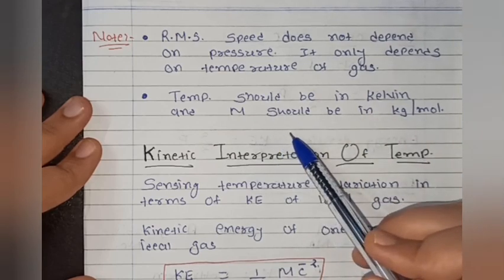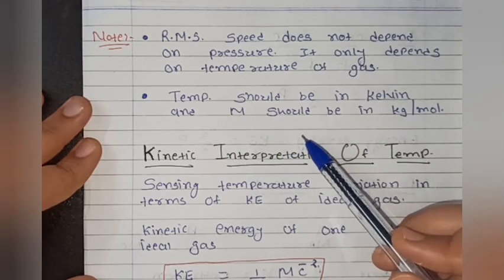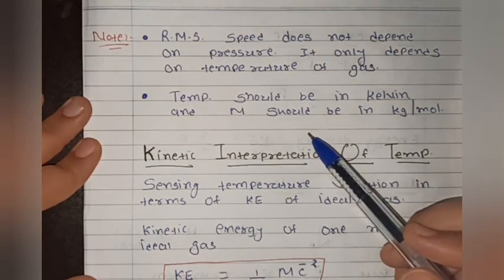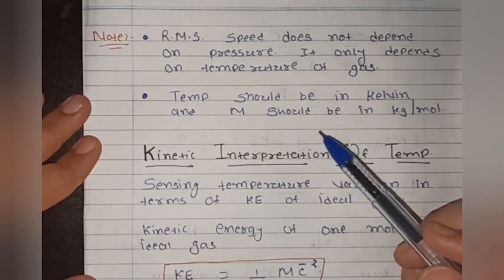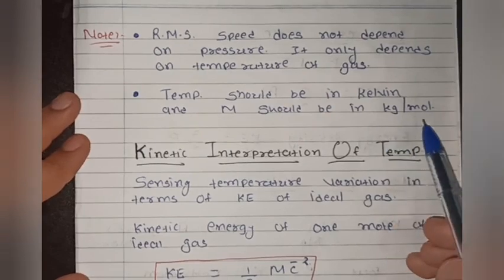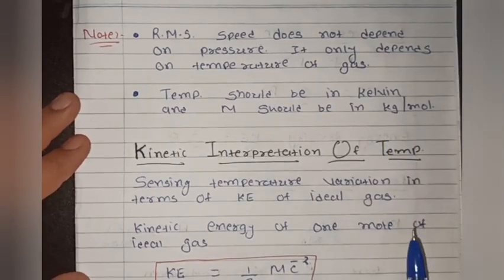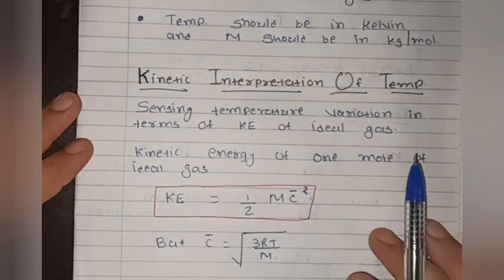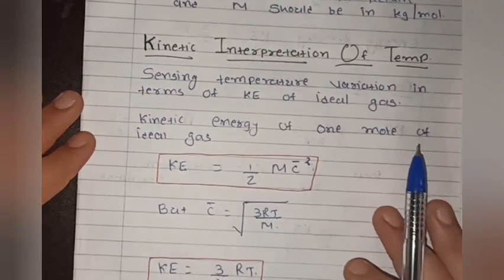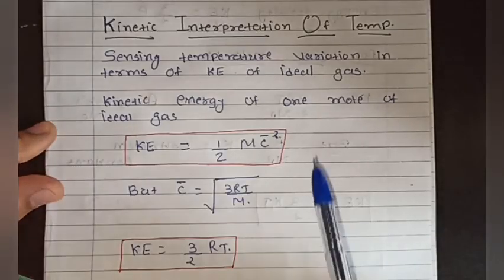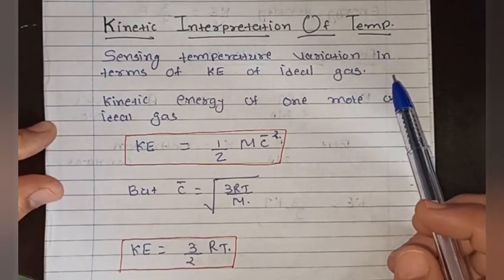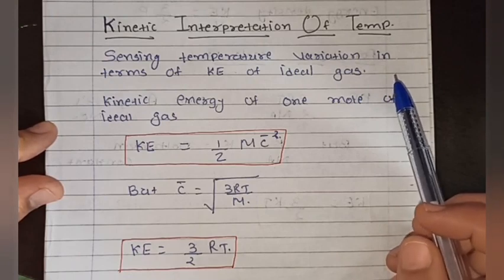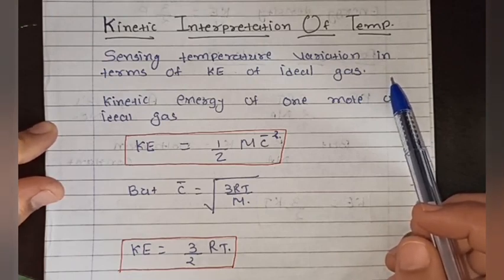Most of the molecular masses that you know for any gases, for example for oxygen, we are taking mass as 32, but it is 32 gram per mole. We have to convert it into kg per mole. Now we will discuss the kinetic interpretation of temperature, meaning sensing the temperature variation in terms of kinetic energy of ideal gas.